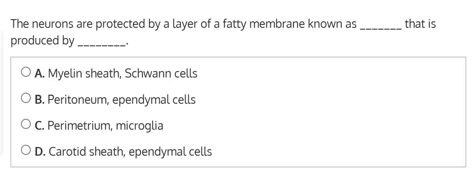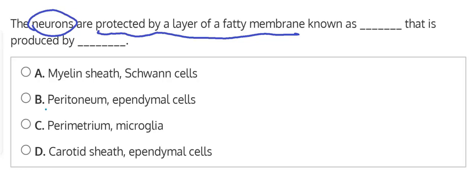The neurons are protected by a layer of fatty membrane known as blank that is produced by blank. So we want to know what is the layer that protects neurons, and we want to know what produces it as well. So looking at the choices, let's just see if there's anything that we know we could eliminate.